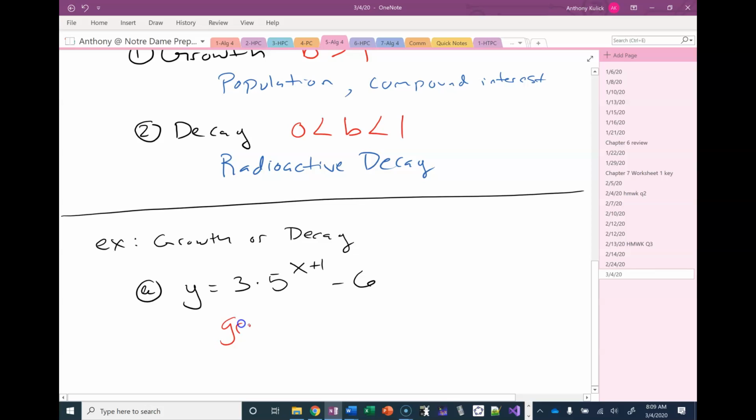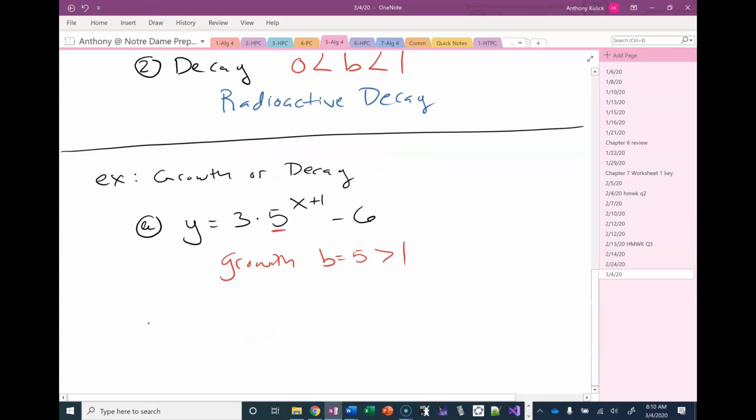Growth. Great. How do we know that? Yeah, the b value is 5, which is clearly greater than 1. So really the only way it could be decay is if it's a fraction or a decimal? Well, it has to be less than 1. So not all fractions, right? Like if you had 3 over 2, that's still growth, right? But the possibility of being decay would have to be either a fraction or decimal, although not all fractions or decimals are going to be decays.